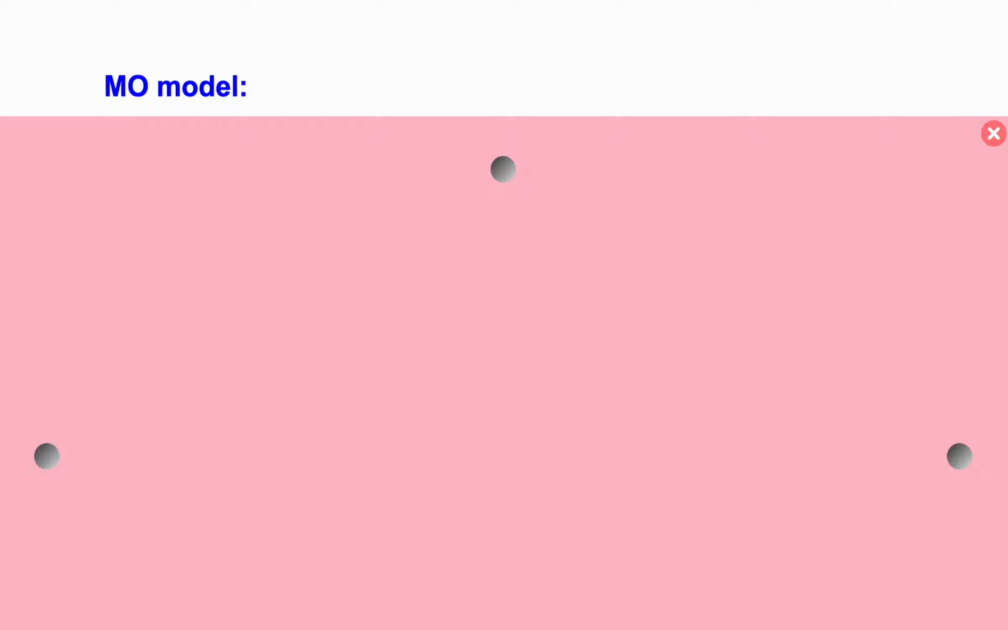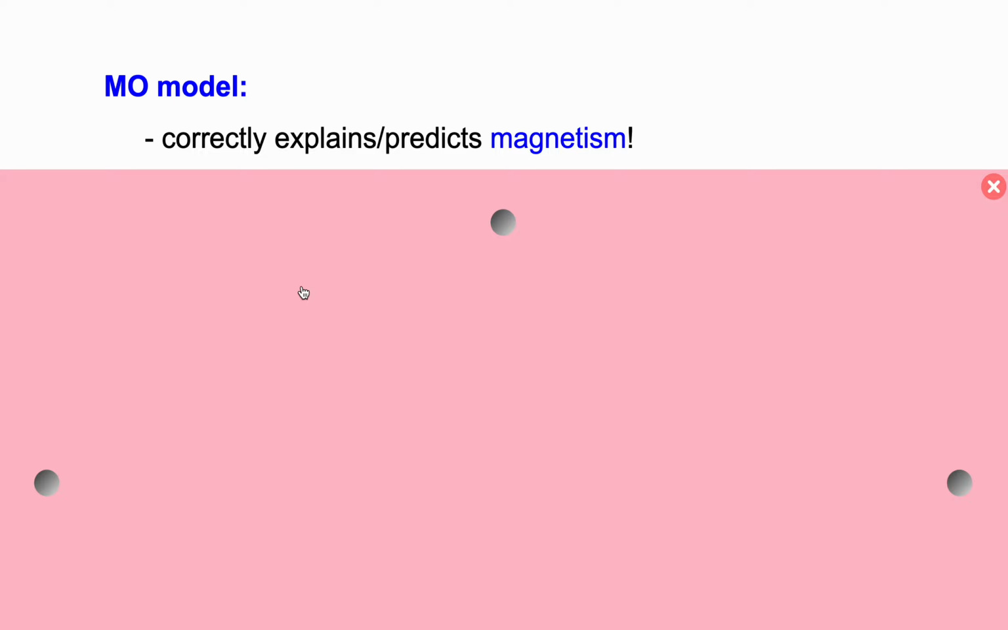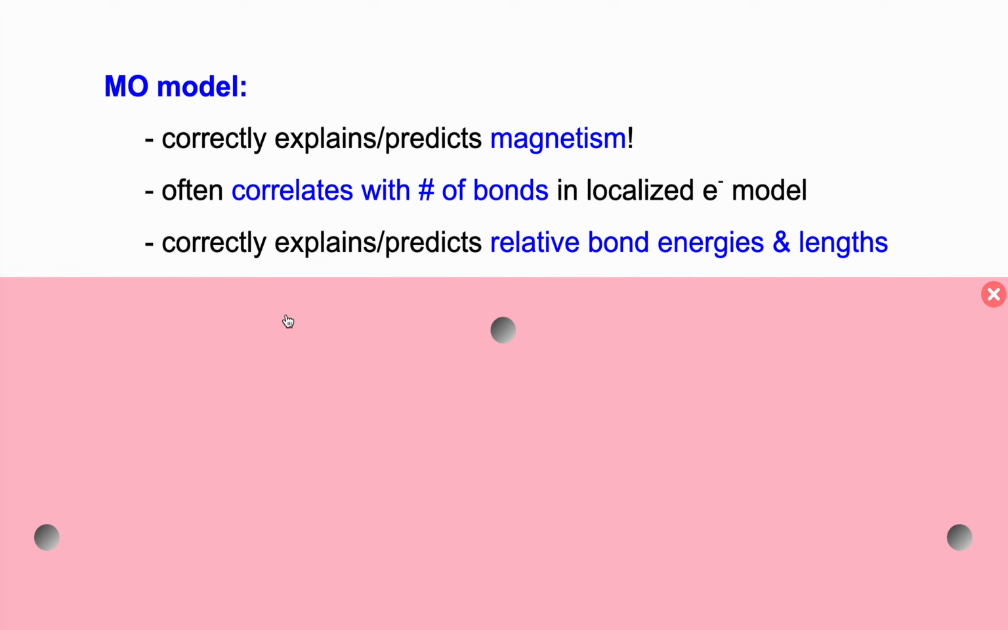The molecular orbital model, again, a molecular orbital is an orbital that spans the entire molecule, not just an atom within it. It is made by linear combinations of atomic orbitals. The strengths are that it correctly explains and predicts magnetism. It very often correlates correctly with the number of bonds that you would draw in a Lewis structure using the localized electron model. It also correctly explains and predicts relative bond energies and lengths, because as the bond order increases, the bond length decreases and the bond energy increases.